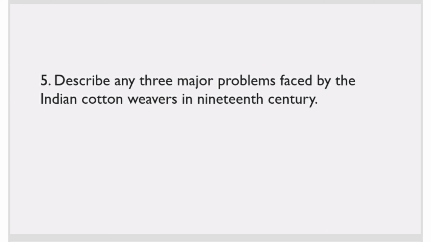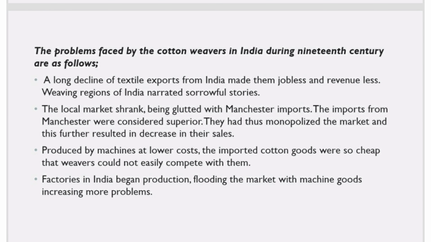Let's go to the final question. Describe any three major problems faced by the Indian cotton weavers in the 19th century. The answer is the problems faced by the cotton weavers in India during the 19th century are as follows. A long decline of textile exports from India made them jobless and even revenue-less. Weaving regions of India narrated sorrowful stories.